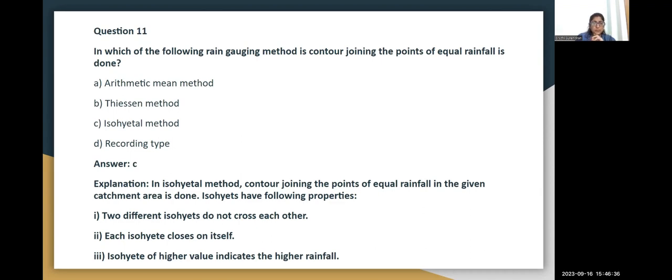So some important points you can keep in mind with regard to isohyets: different isohyets are not going to cross each other. Isohyets are formed in such a way. Then each isohyet will close on itself. In the basin, it will be measured from one point to another, and there is no requirement to cut off the isohyets by any other line. Then isohyets of higher value indicate higher rainfall. That is obvious.